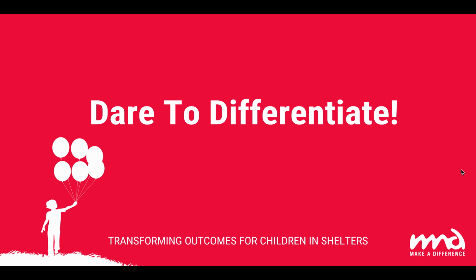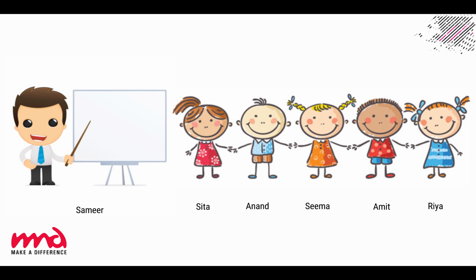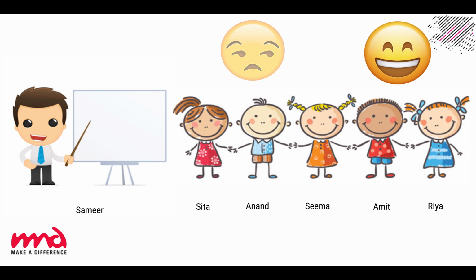Welcome back to the second part of our differentiation module. As you'll remember, our friend Samir, a madrasa teacher, has tried content differentiation where he used targeted objectives for his different students for the first time. He saw that Amit and Ria, who are normally distracted, were happy with the lower level of content, but some of his other students got bored. Let's see how we can help him plan this lesson better.